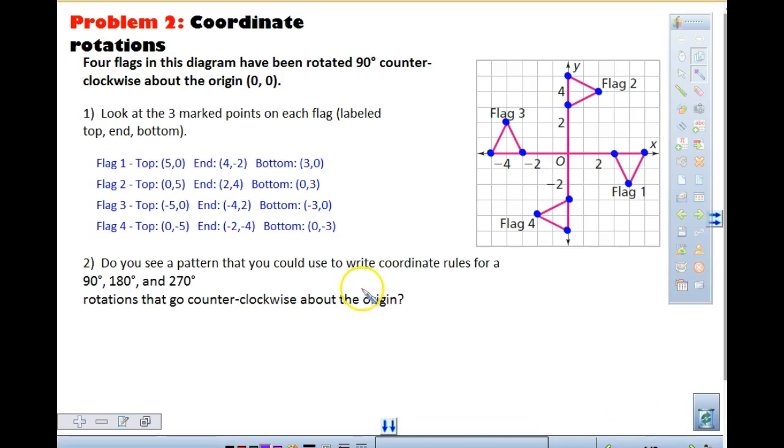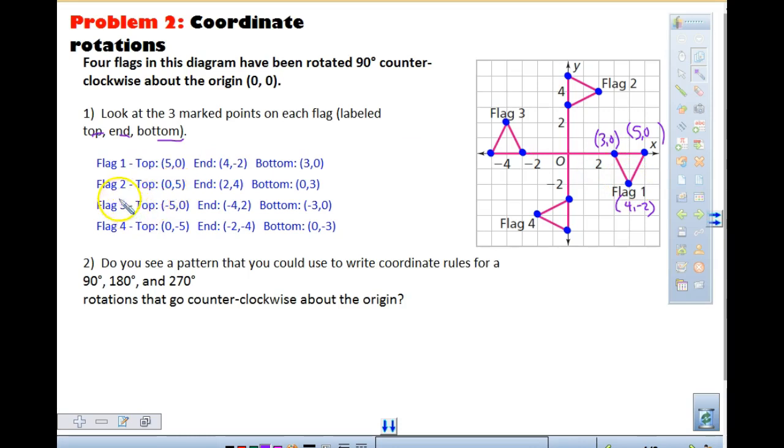So as we look at this next picture, it says, look at the 4 flags that are going clockwise from 0, 0. We look at the 3 marked points on the flag labeled the top, the end, and the bottom. So the top of the first one is way over at 5, 0. The end is at 4, -2. So we're talking about this point. And the bottom is the 3, 0. So each part of those flags.